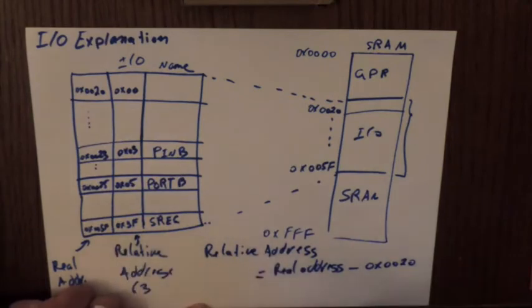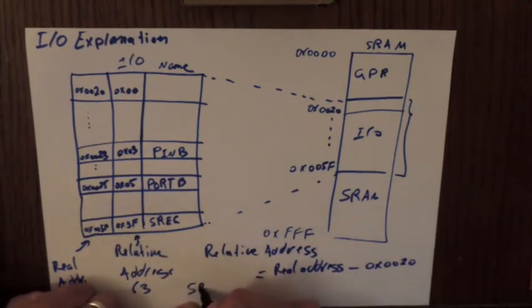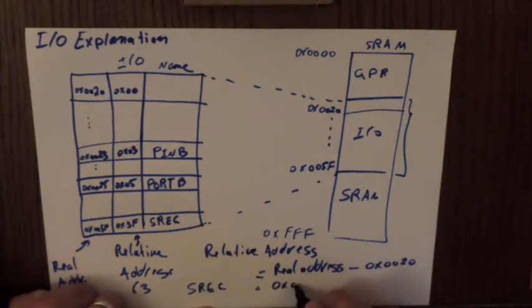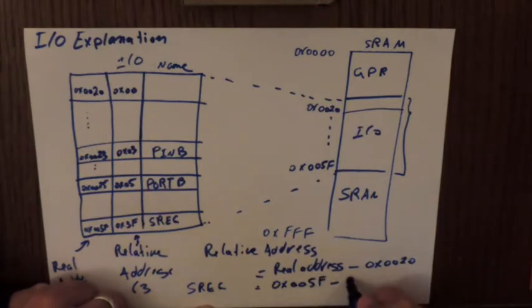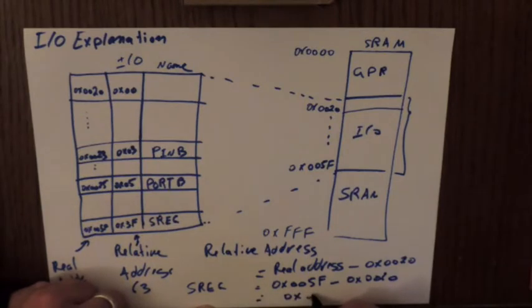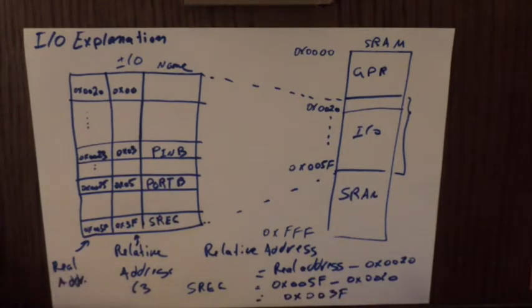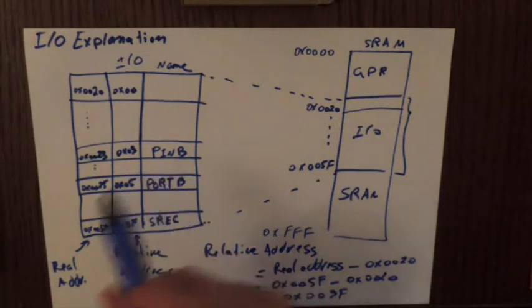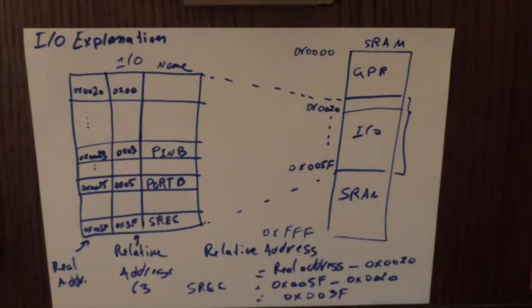Let's take the last one. So let's say for SREG, the relative address is 0x005F minus 0x0020. It's going to be 0x003F. So of course there's a reason behind using two addresses. This is because the IN instruction is only 16 bits and cannot handle these types of addresses. So this is why we use a relative address, so that we can account for all the bits here.